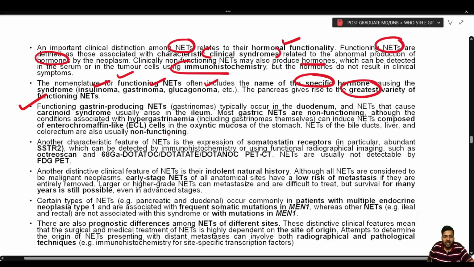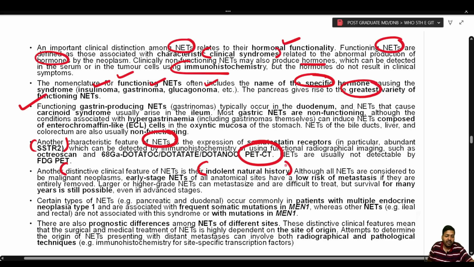Another characteristic feature of NETs is the expression of somatostatin receptors, in particular abundant SSTR2, which can be detected by immunohistochemistry or by using functional radiographic imaging such as Octreoscan or PET-CT. NETs are usually not detectable by FDG PET because they are not a very rapidly growing tumor. Now, another distinctive clinical feature of neuroendocrine tumor is their indolent natural history. They are very slow growing tumors.